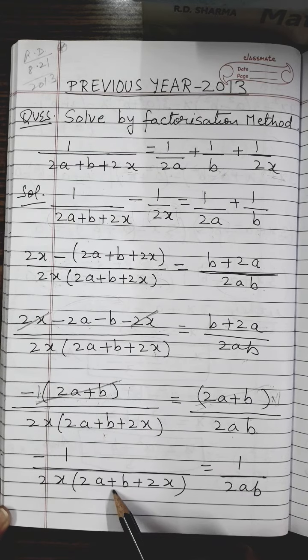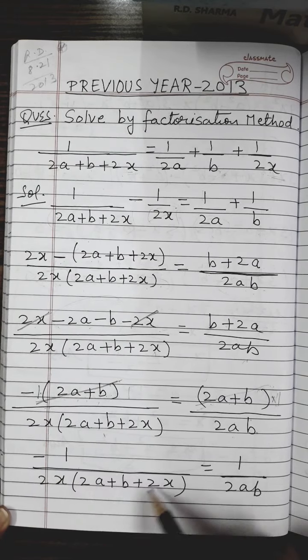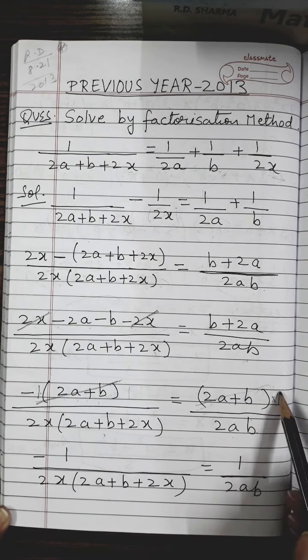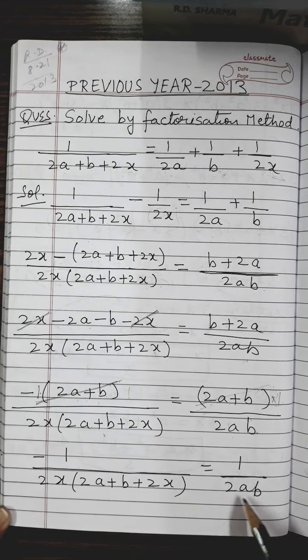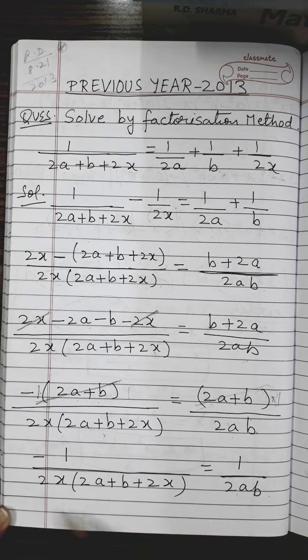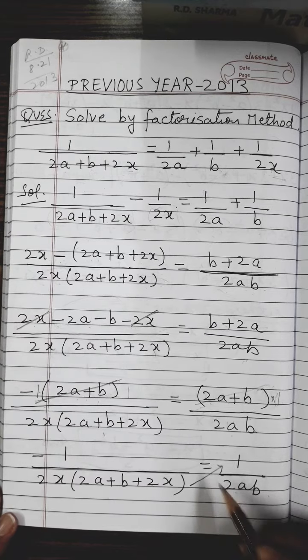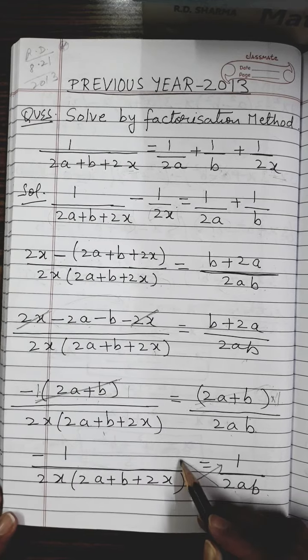So what will you remain with in the next step? Minus 1 in the numerator, denominator as it is. Right side, plus 1 in the numerator, and the denominator is 2ab. So after cancelling out, you will get this type of expression. Now what I will do, we will do cross multiplication. Bring this on this side, 2ab will come in the numerator.